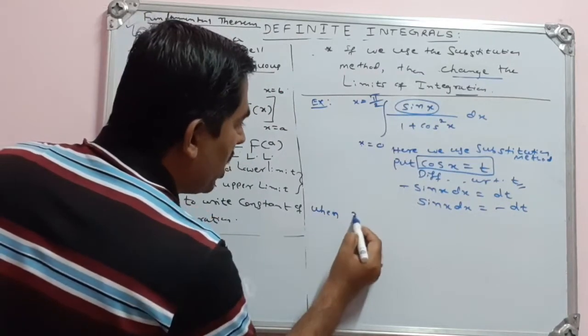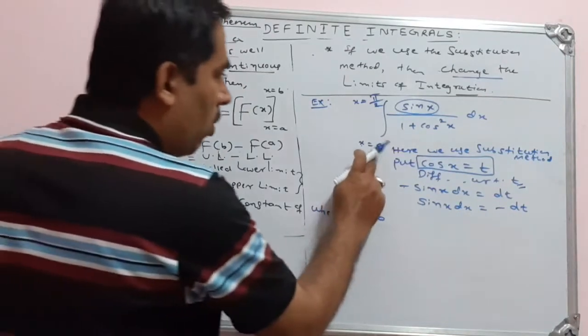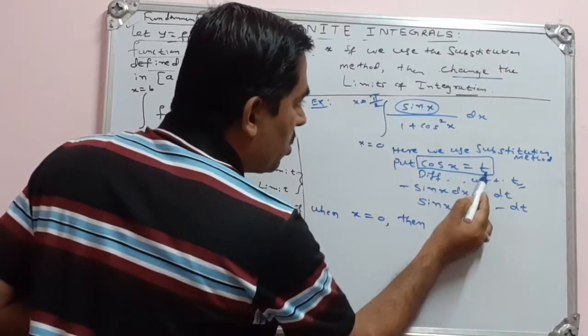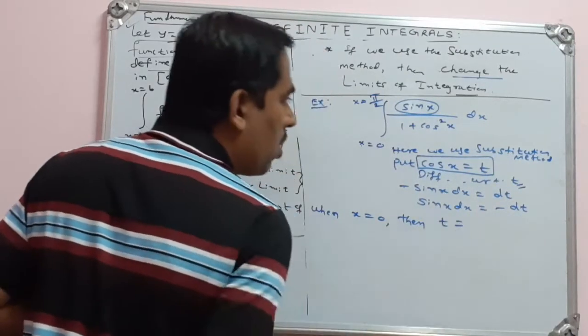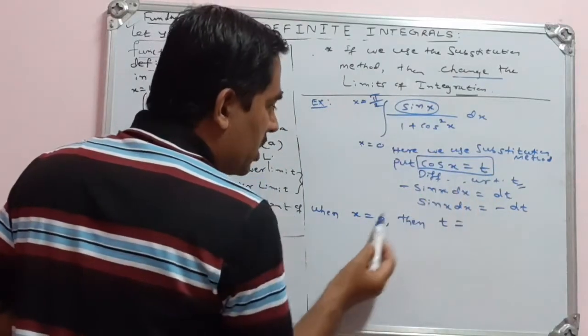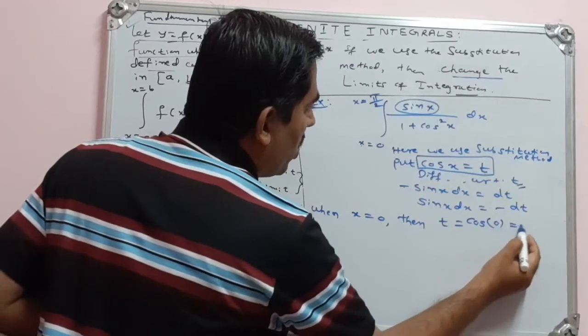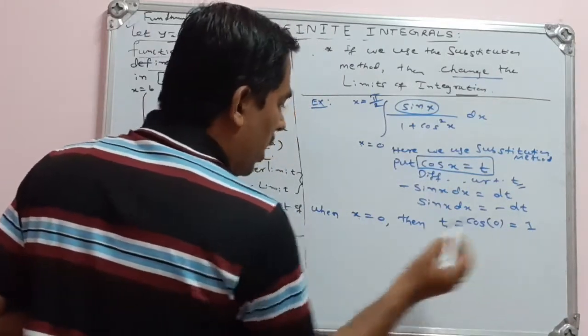When x is equal to 0, that is the lower limit. Then, since our substitution is cos x is equal to t, t is equal to cos 0, as x takes 0. So what is cos 0? The value is 1. When x is equal to 0, the value of t is 1.